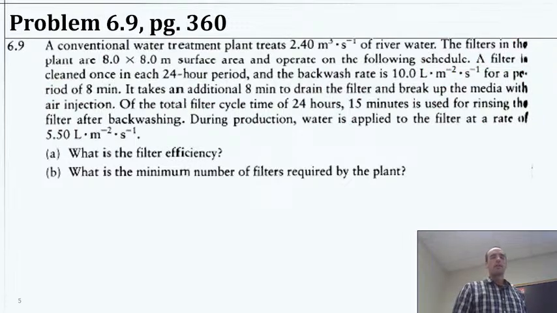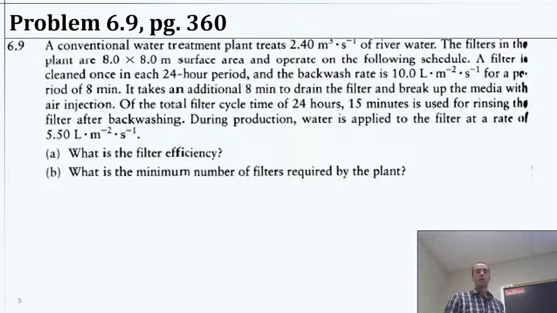Okay, so let's give it some practice then. So we have this problem from our book. It says a conventional water treatment plant treats 2.4 cubic meters per second of river water. The filters in the plant are 8 by 8 meters in surface area, and they operate on the following schedule. The filter is cleaned once in each 24-hour period. The backwash rate is 10 liters per square meter per second for a period of 8 minutes. And it takes an additional 8 minutes to drain the filter and break up the media with air injection.